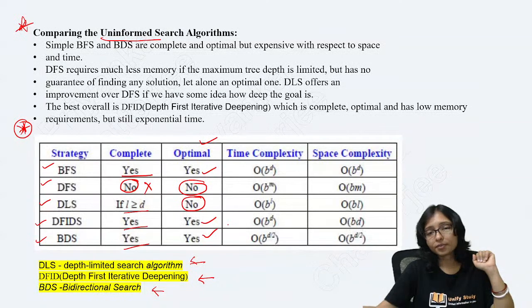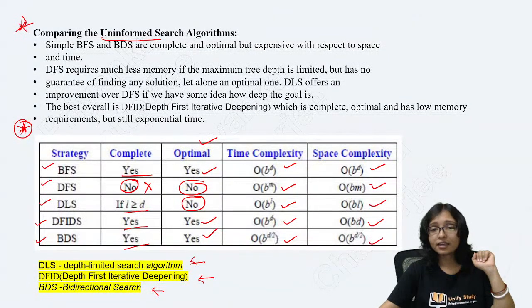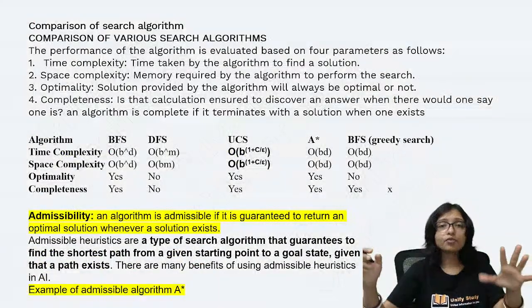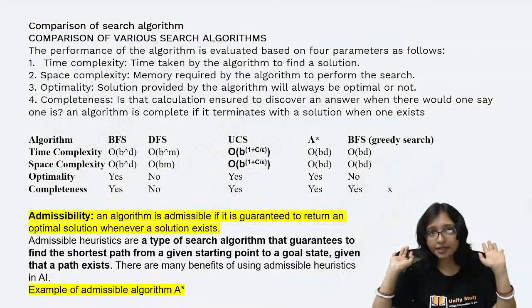Time complexity: order of b to the power d, order of b to the power m, order of b to the power l, order of b to the power d, order of b to the power d by 2. Space complexity: order of b to the power d, bm, bl, bd, b to the power d by 2. Okay, clear? Must write down. Questions come from here. I already showed you yesterday.